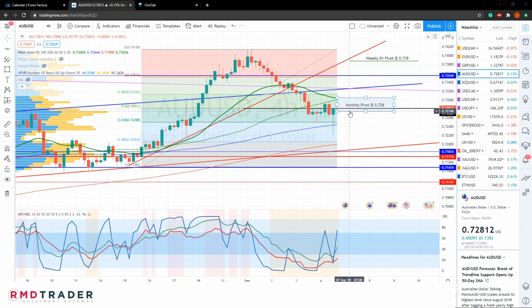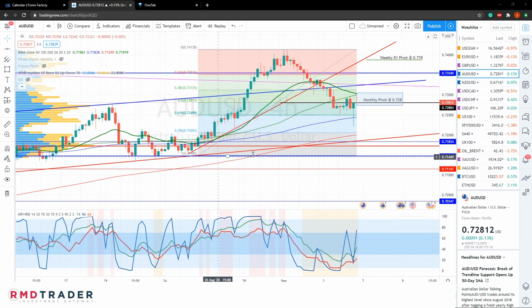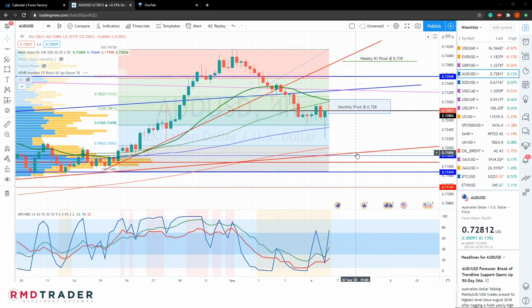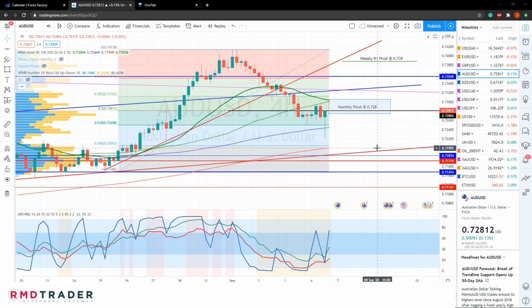However, if we were to reject from this area of our monthly pivot, it's possible that we will see price move lower, back firstly towards the 4-hour 100 SMA, and if we lose that, it's very likely that we will test our 4-hour 200 SMA, also a previous area of resistance, meaning a new area of support, and also coinciding with this higher time frame diagonal at 0.72.